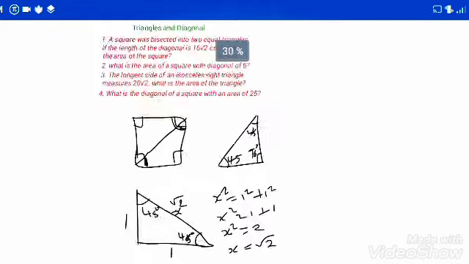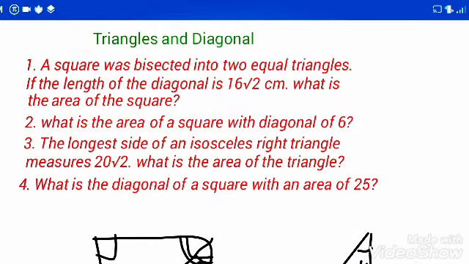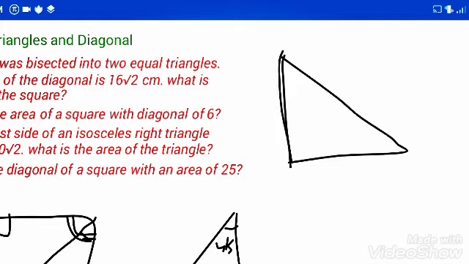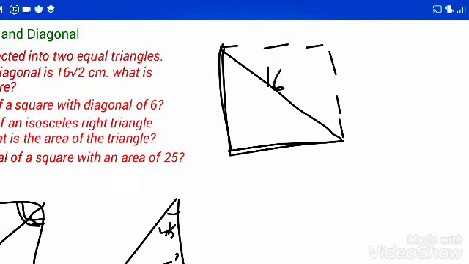Okay, now we have some questions here. Let's look at the first one. It says a square was bisected into two equal triangles. If the length of the diagonal is 16 root 2 centimeters, what is the area of the square? We know that a square will be split into two right isosceles triangles. This represents the length, this represents the breadth, because when you complete it, this is what you get, a square. It says the diagonal is 16 root 2. So here is 16 root 2.